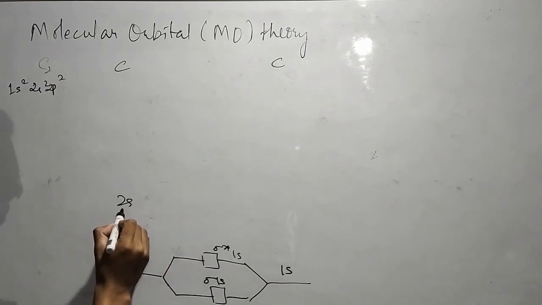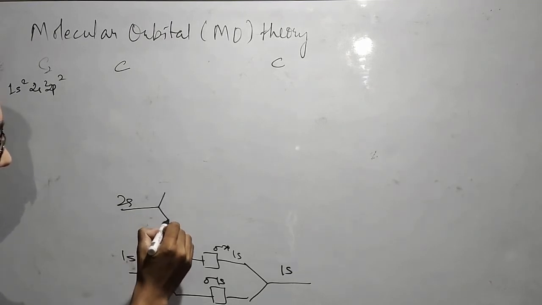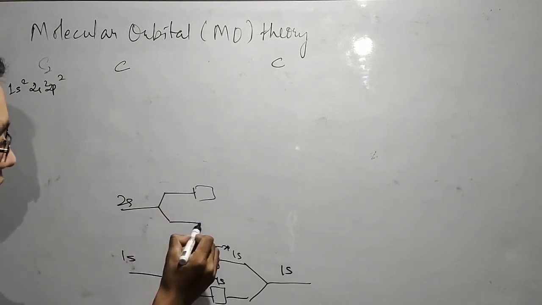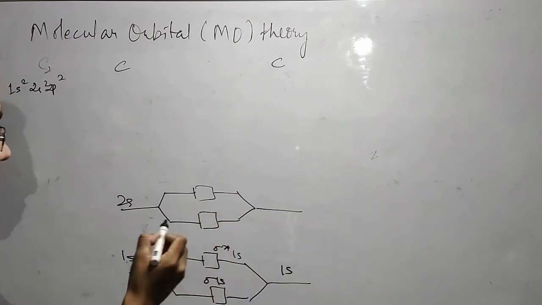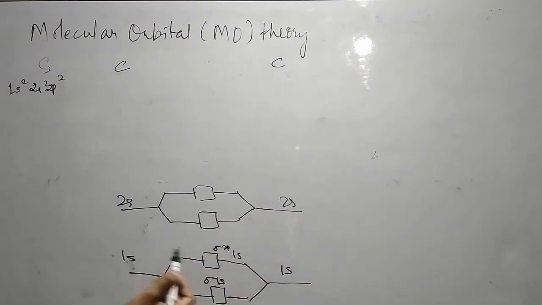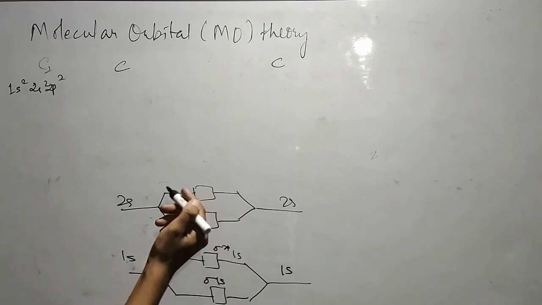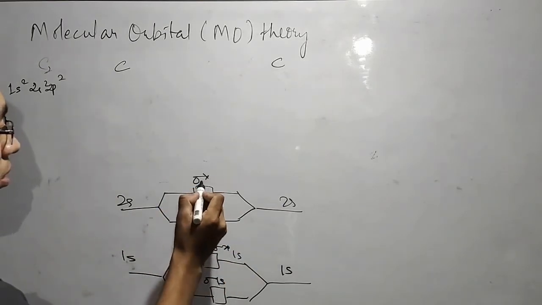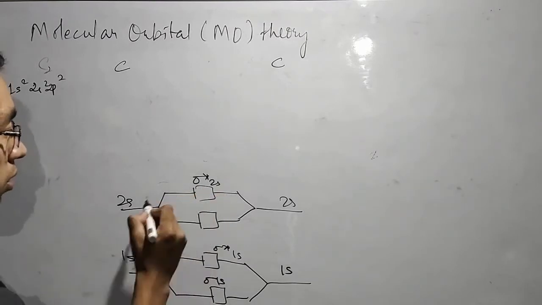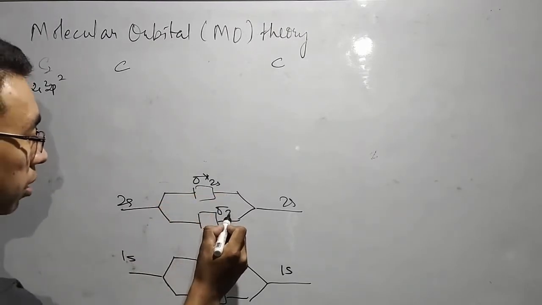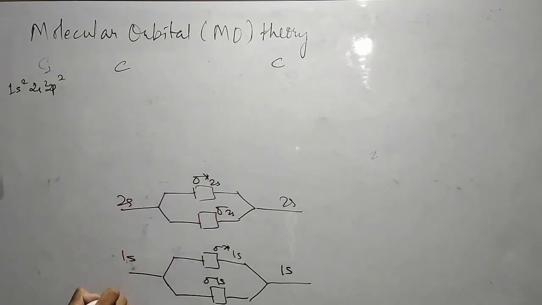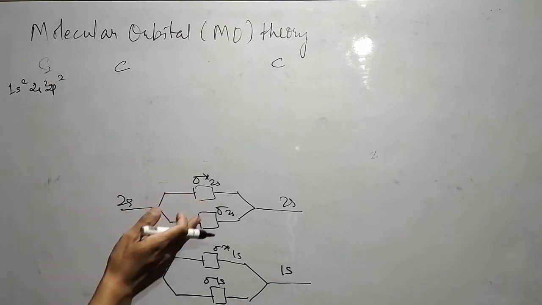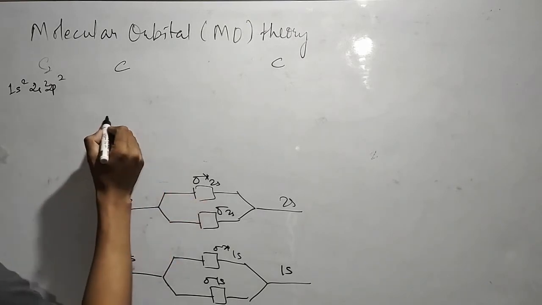Then 2s. This is also an s orbital only, so the s orbitals overlap to give sigma molecular orbitals. Here it will be sigma star, and since it is 2s, it will be sigma 2s and sigma star 2s. One is bonding, the other is anti-bonding. Anti-bonding has higher energy compared to bonding. The next one is 2p, isn't it?